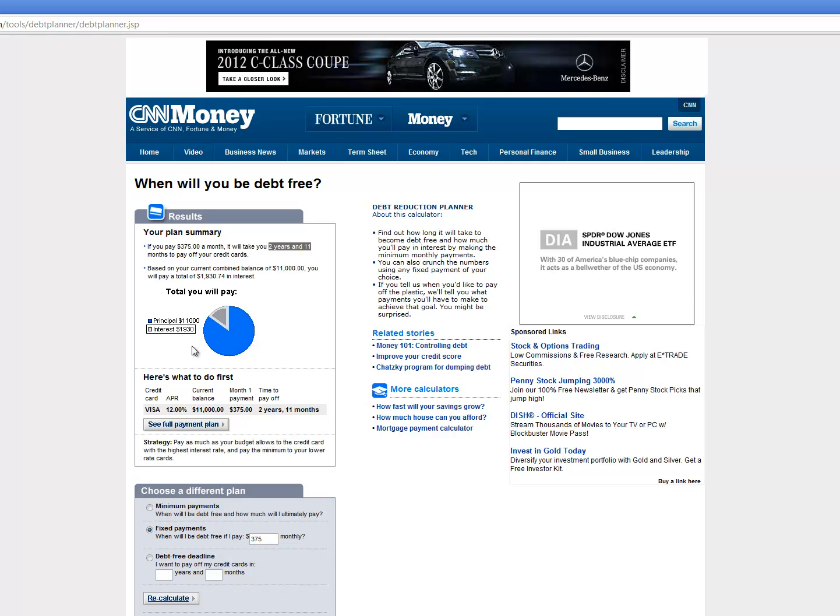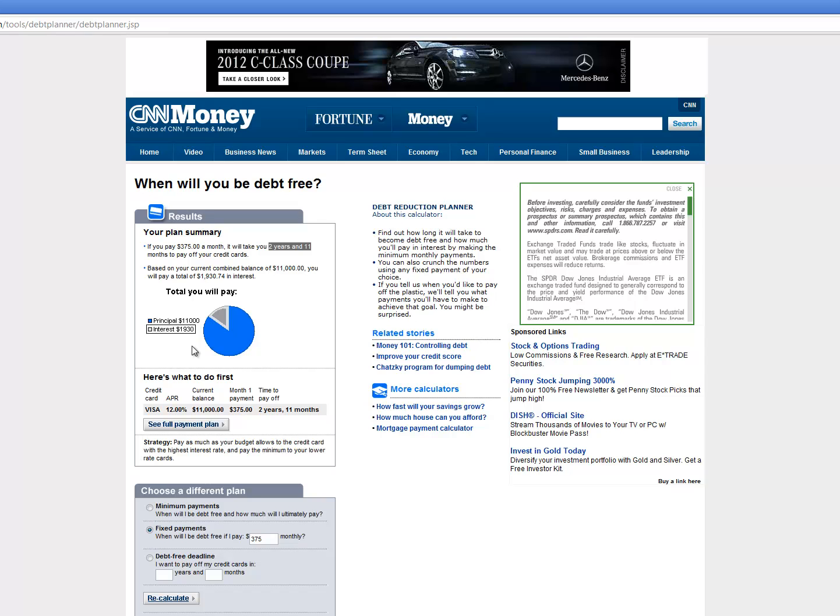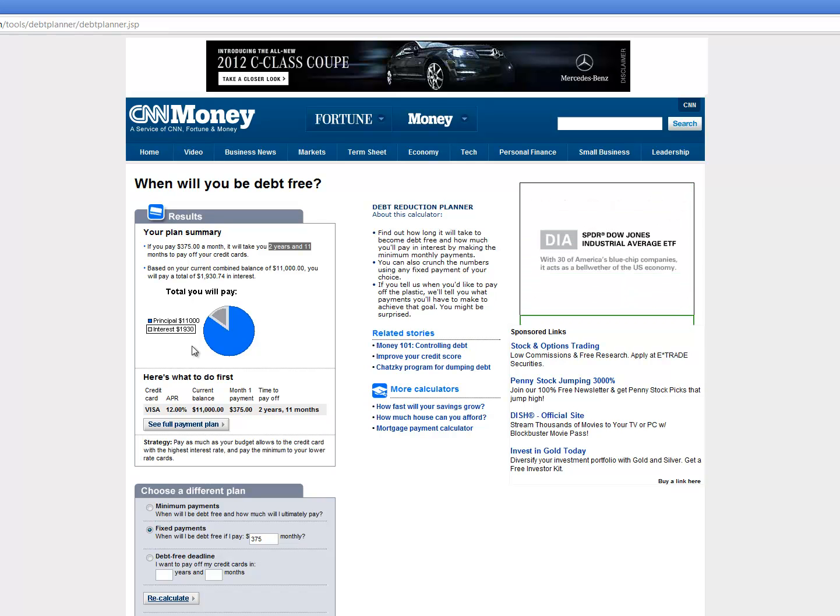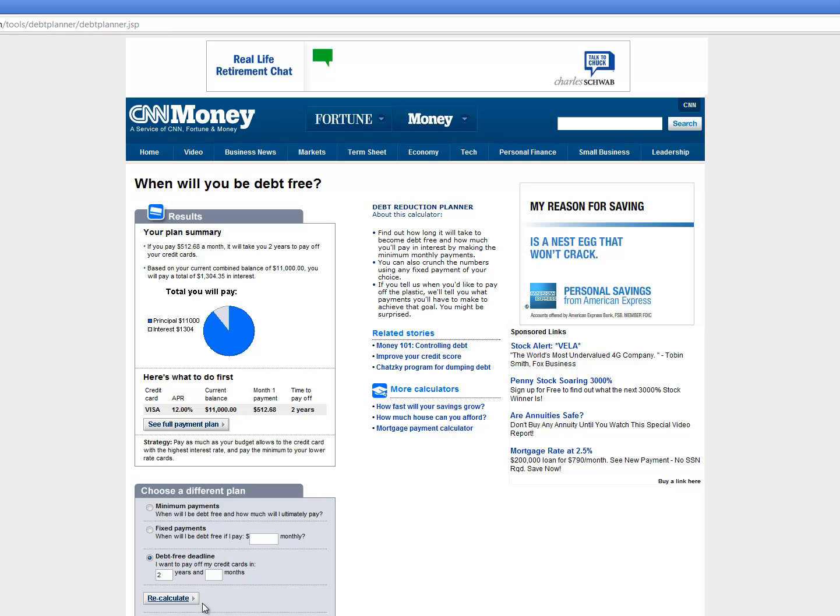So even just a little bit above the minimum payment can make a significant difference, because that amount above the minimum payment is going directly to the principal loan of that credit card, and it helps you reduce that principal much more quickly. And if you wanted to be debt-free by a certain time, you could pick this last button, and let's say we want to do it within 2 years. Maybe you're going to buy a house in 2 years and you want it paid off in 2 years. So let's recalculate with 2 years. You have to pay $512.68 a month in order to pay this off in 2 years.